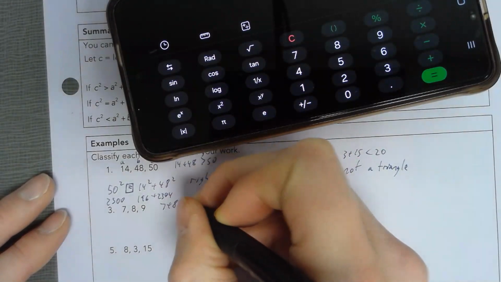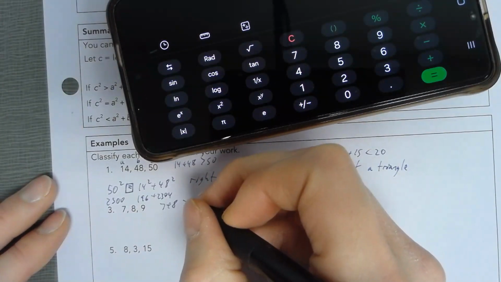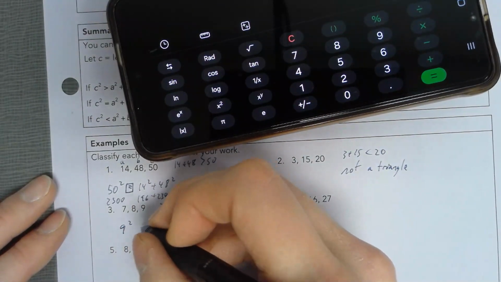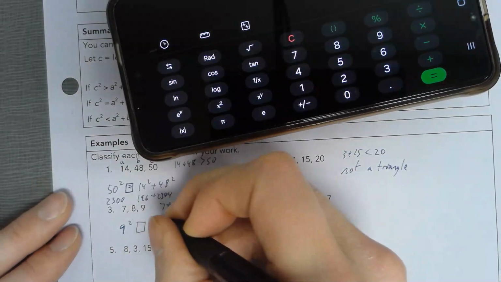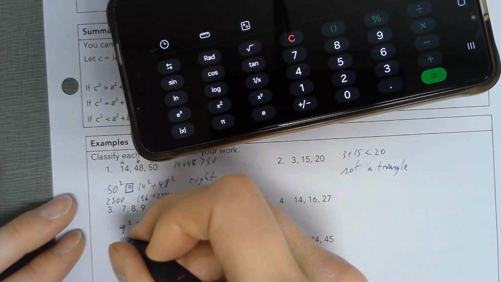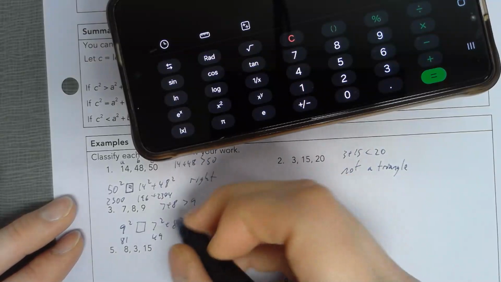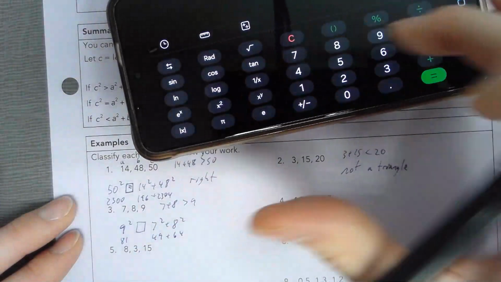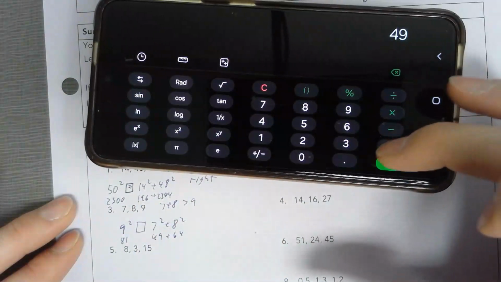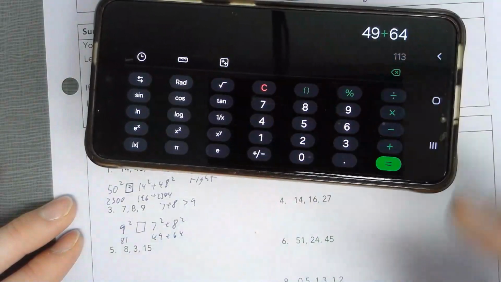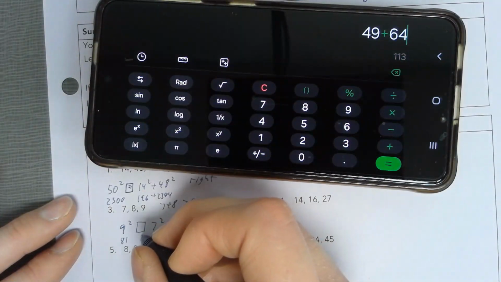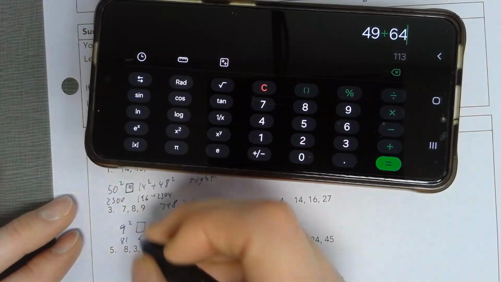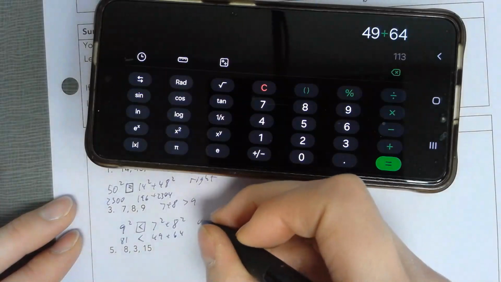7, 8, and 9. 7 plus 8 is bigger than 9. So let's try 9 squared compared to 7 squared plus 8 squared. So 9 squared is 81. 7 squared is 49. 8 squared is 64. If I add the 49 and the 64, I get 113. So the 81 is smaller than 113. So this is an acute triangle.